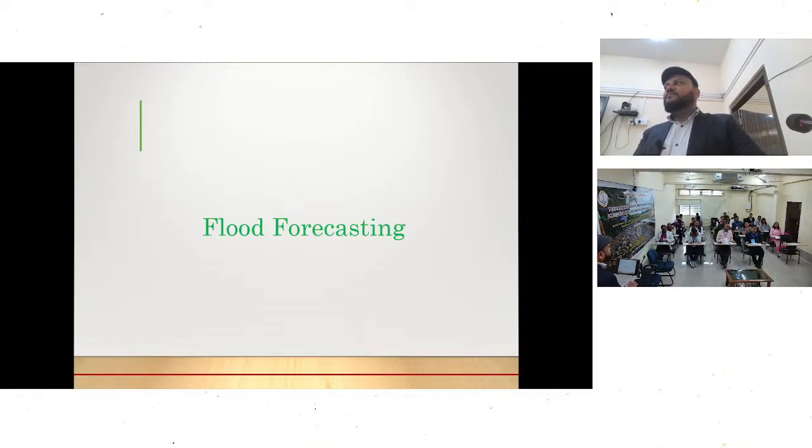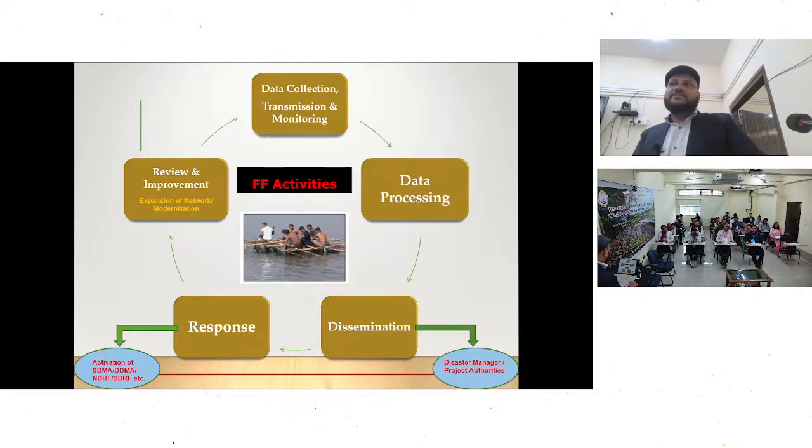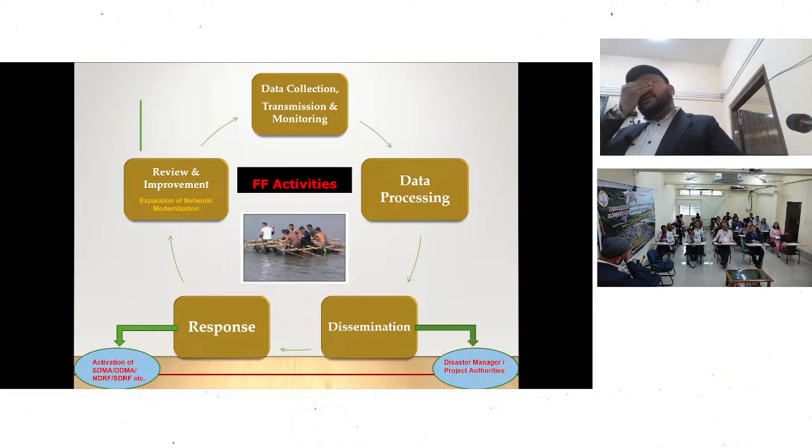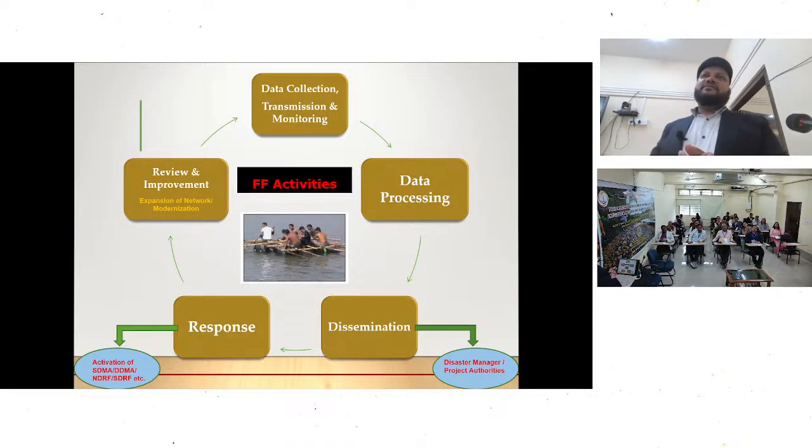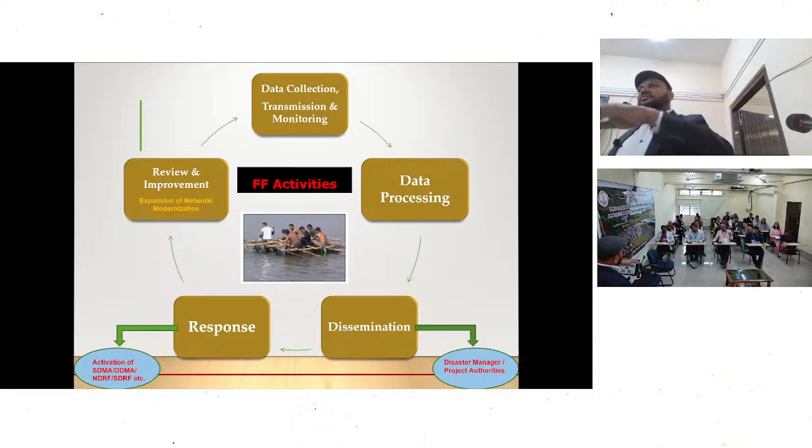Then another measure is flood forecasting. What is flood forecasting? It means we collect data, transmission and monitoring. The Central Water Commission is the premier agency doing flood forecasting. Suppose in the Brahmaputra heavy flood is occurring in Arunachal, then there is a gauge station. They have recorded a high flood rise in the gauge level. Then a graph is drawn from that.